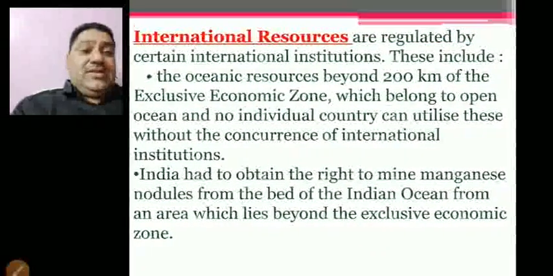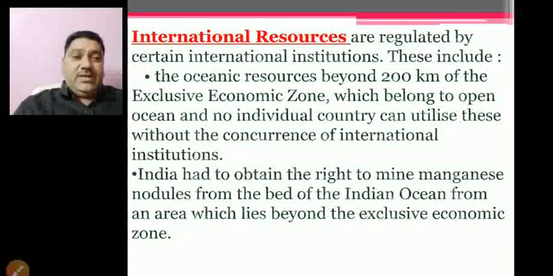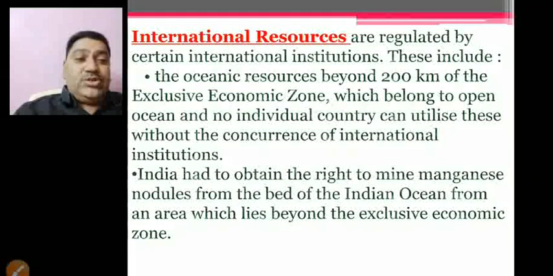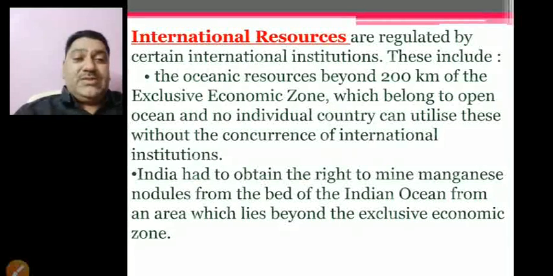In ownership, last is international resource. There are some resources which are regulated by international institutions. For example, the oceanic area beyond 200 nautical miles. Student, remember, it is not kilometer, nautical miles. That is also called the exclusive economic zone. Belongs to open sea. That is international sea.